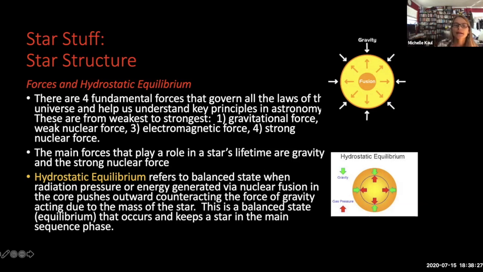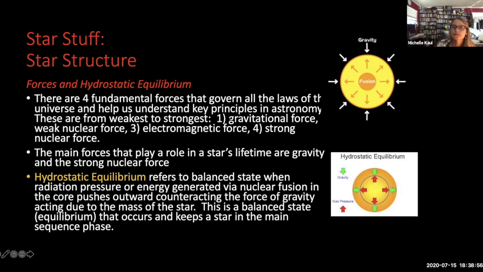What we call that is the hydrostatic equilibrium state. It's a balanced state. We say static, meaning it's not accelerating, not changing dynamically, right? So static refers to that state. And the radiation pressure is balanced by the pressure created from nuclear fusion.